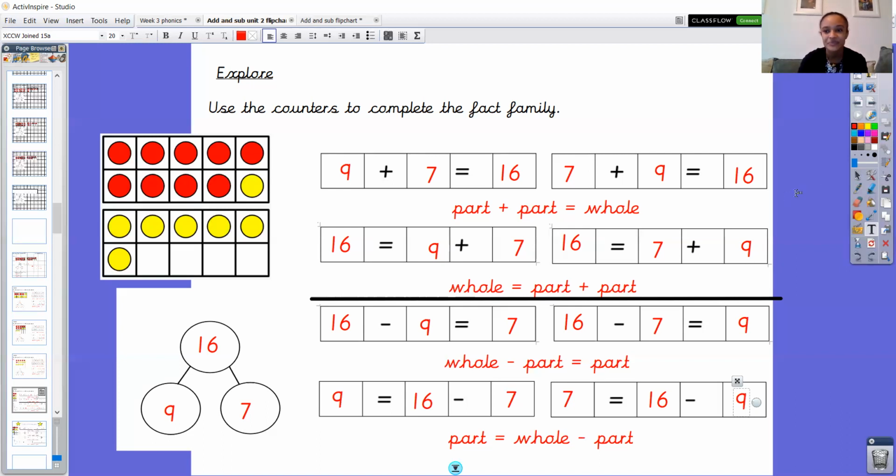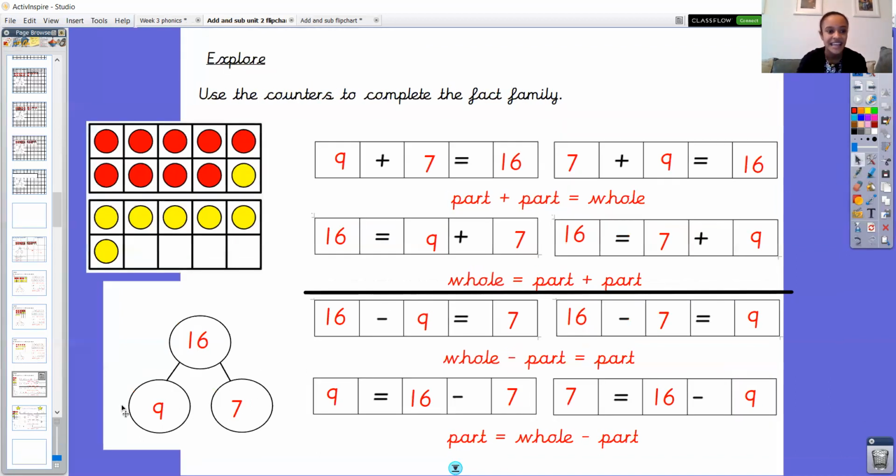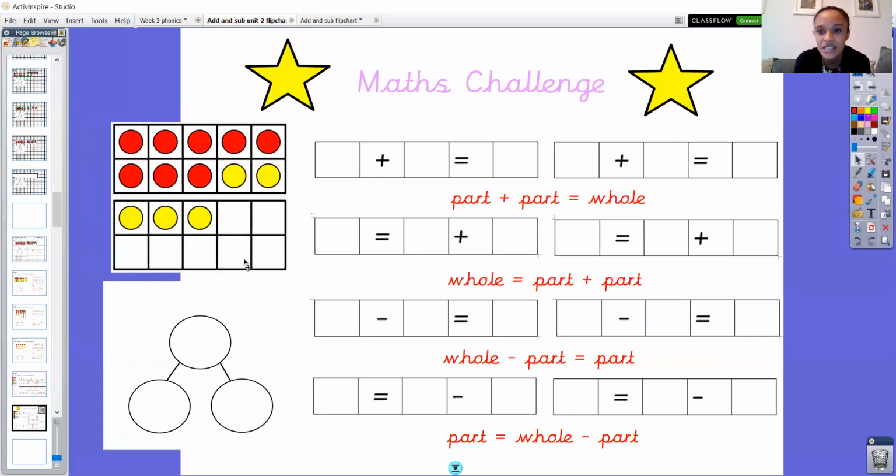Okay, brilliant. So your maths challenge today, if you want to challenge yourself, you want to see what can I do, is to have a go at doing an 8 fact family. Okay, so I know you can all do 4 facts, but I know you can all do 8 facts. It's just about getting your mind back in it. Okay, so the part and part equals whole is all done for you. So you just need to put the right numbers in the right place, and you can use this part whole model here to help you.